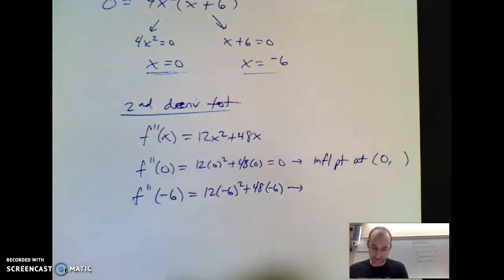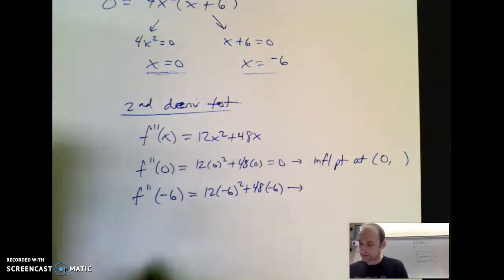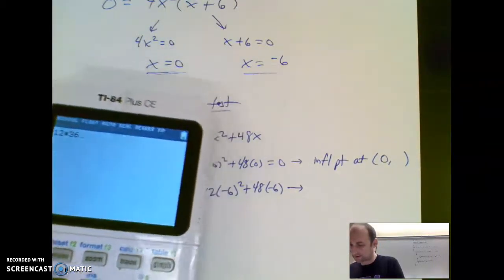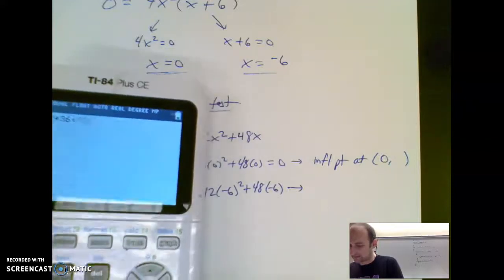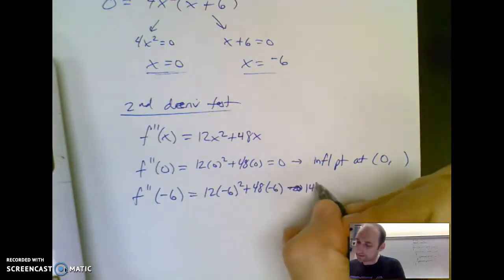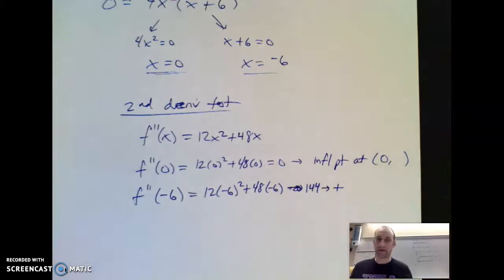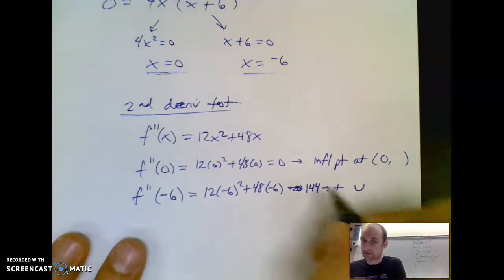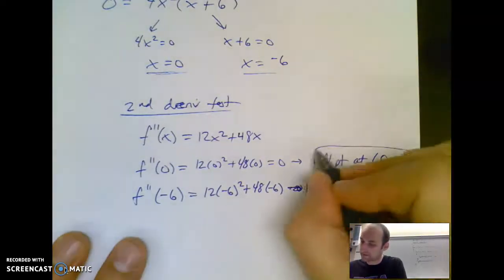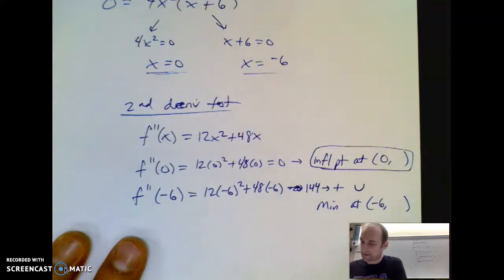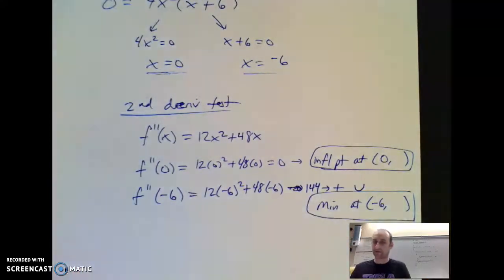So if I plug this one in, I don't know what it comes out to be, but I know it's going to be positive. Hold on, we can check it out. So 12 times 36 plus 48 times negative 6 is 144. It doesn't matter as much that it's 144, it matters that it's positive. And if it's positive, you have a curve that's concave up like a cup. So what I just found was a minimum at negative 6 comma something. There's an inflection point at 0. And my only thing left to do in this problem is to figure out what those somethings are.